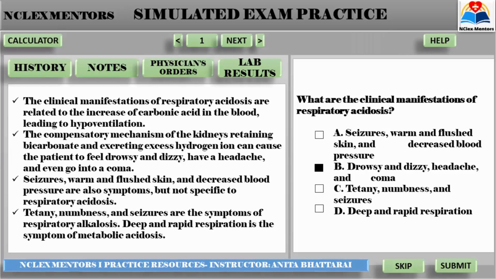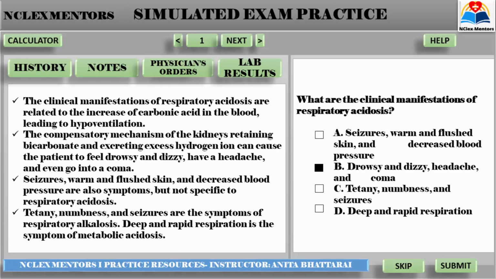The answer is B, drowsy and dizzy, headache, and coma. The clinical manifestations of respiratory acidosis are related to the increase of carbonic acid in the blood, leading to hypoventilation. The compensatory mechanism of the kidneys retaining bicarbonate and excreting excess hydrogen ion can cause the patient to feel drowsy and dizzy, have a headache, and even go into a coma.